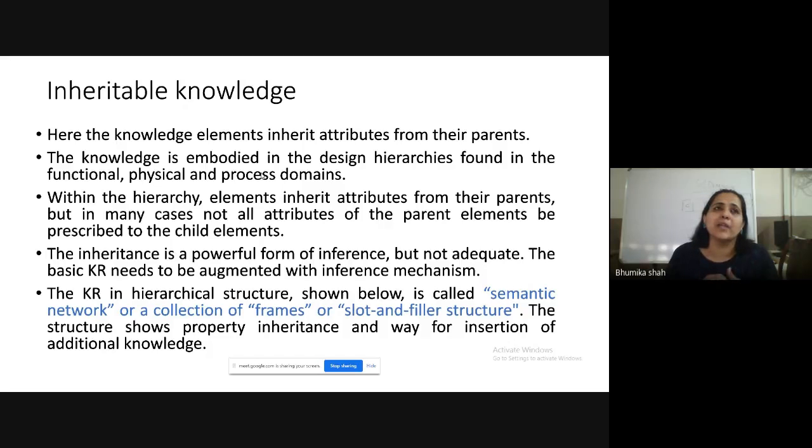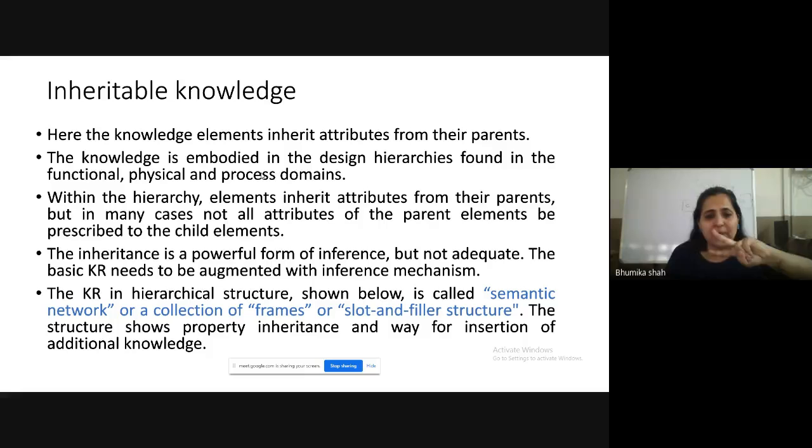For example, we are talking about musician as a child class and person as a parent class. So person class is a parent and musician is a child. Then whatever properties the person class, the parent class, has, all those properties of the parent class can be inherited to the child class, that is musician. Are you getting what I'm trying to say? So inheritance is the parent class inheriting properties to the child class.